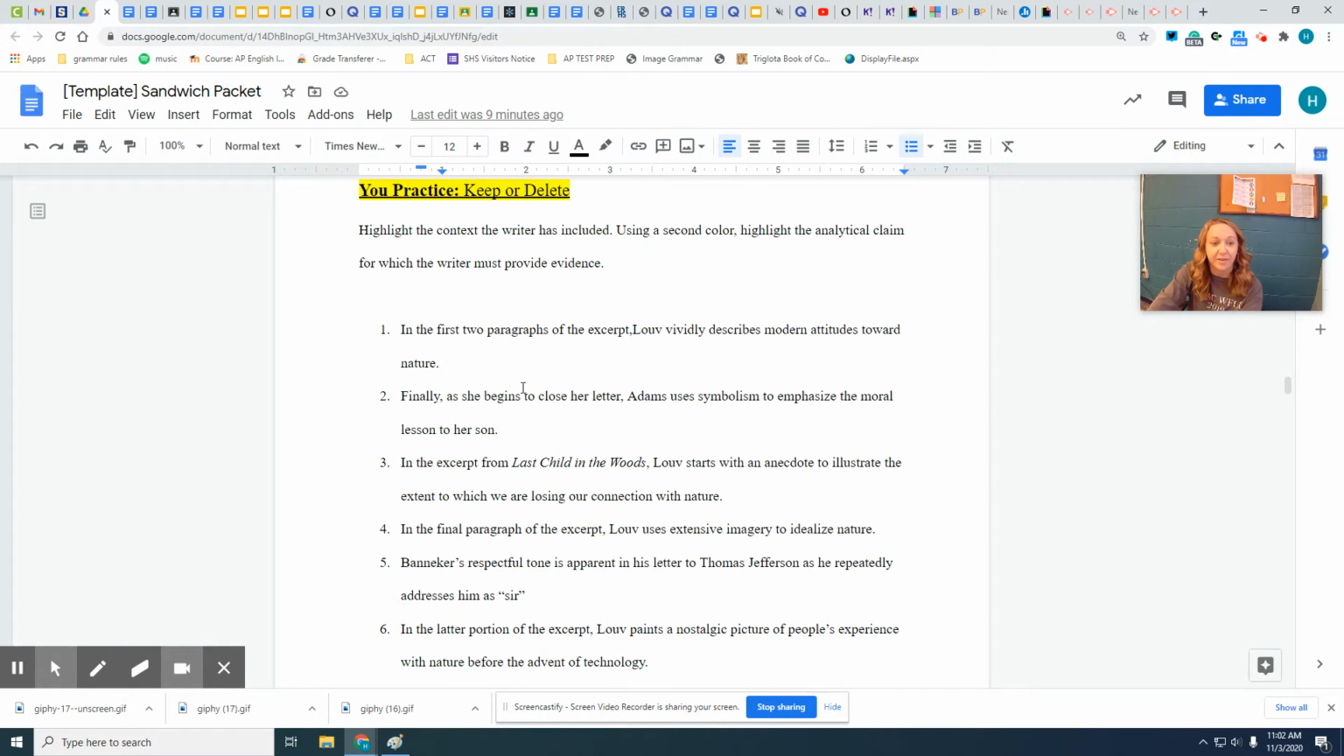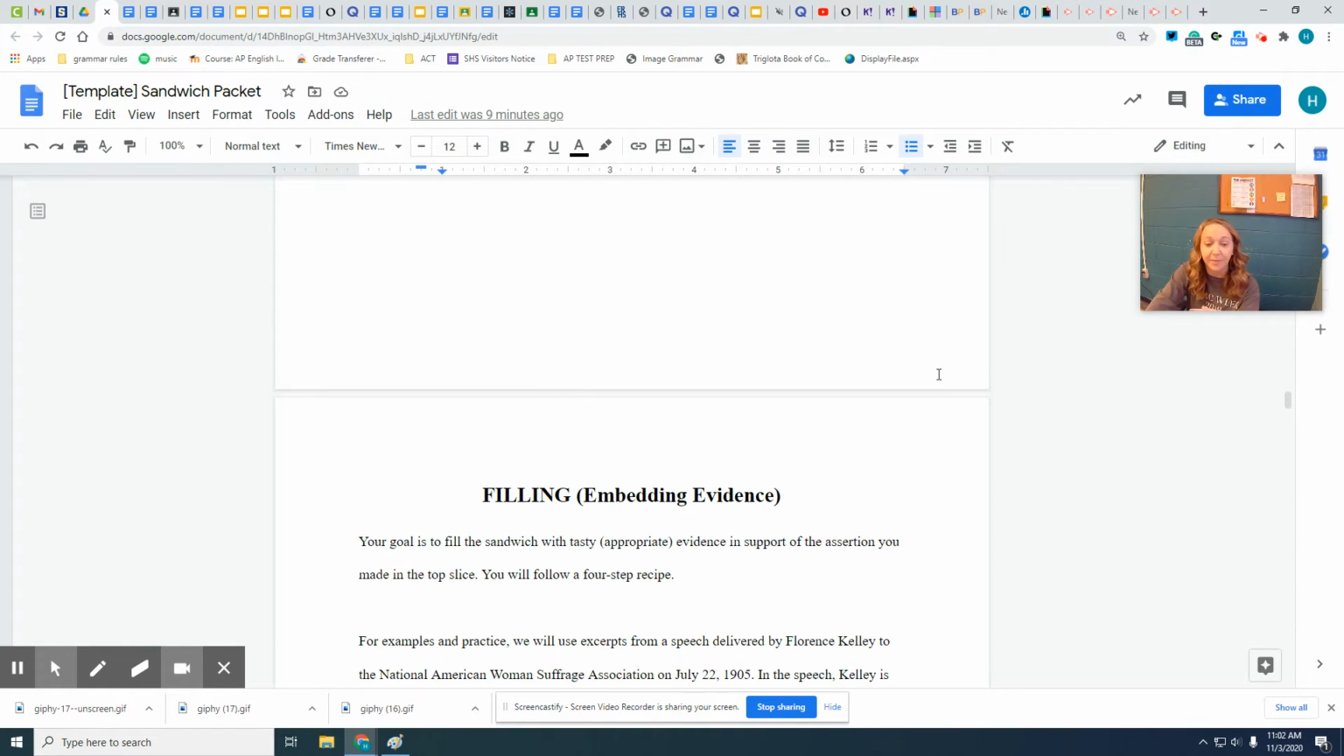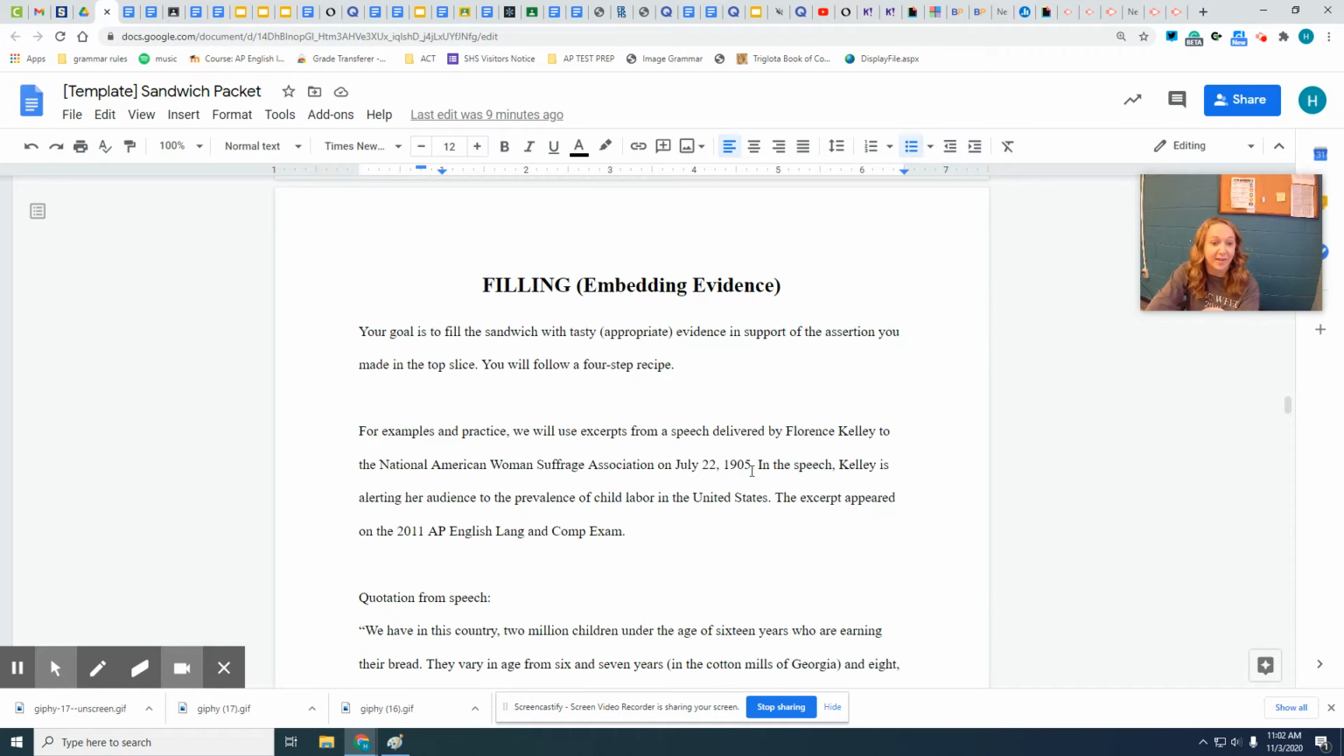So you're going to do that for this section, and then we're going to move on to the filling, embedding evidence. And this is how you're going to get the evidence into sentences that are smooth and nice, that you're not just jarringly throwing out. Remember, you cannot start a sentence with quotation marks. You have to embed your quotes into sentences. So here's how to do this.